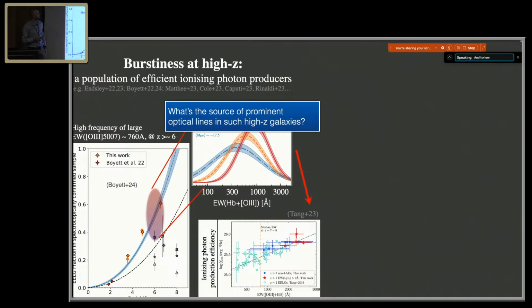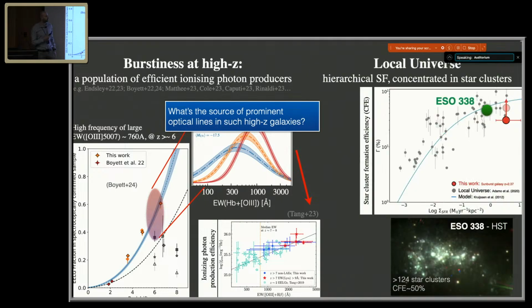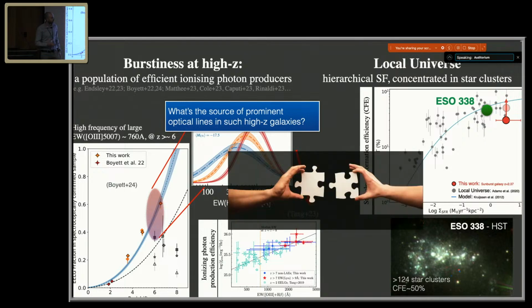So we may wonder what's the source of this line emission in this kind of galaxy. Because on the other hand, at low redshift, we observe that when we have starburst galaxies, their recent star formation is mainly within clusters. Here I'm showing an example, this ISO 338. In this galaxy, 50% of the very recent star formation is within star clusters. So we're trying to investigate this also at high redshift, providing this link.